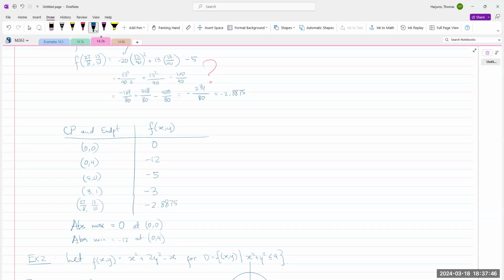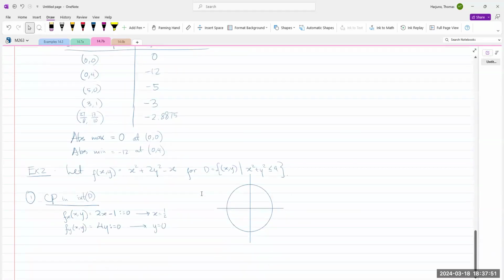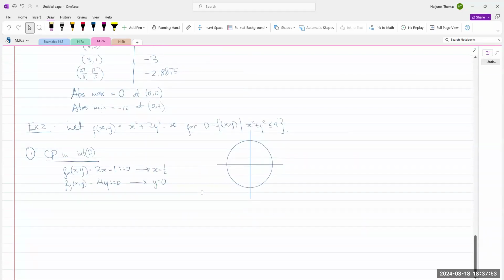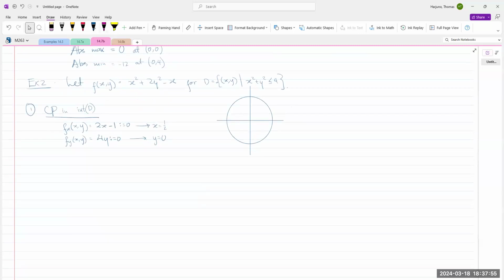Oh, good thing that we still have the same absolute maximum and minimum for example 1, huh? Okay, let me come back here for example 2. From here we see that the critical point in the interior is (1/2, 0), and the value at (1/2, 0) will be 1/4 plus 0 minus 1/2. That's negative 1/4, negative 0.25.